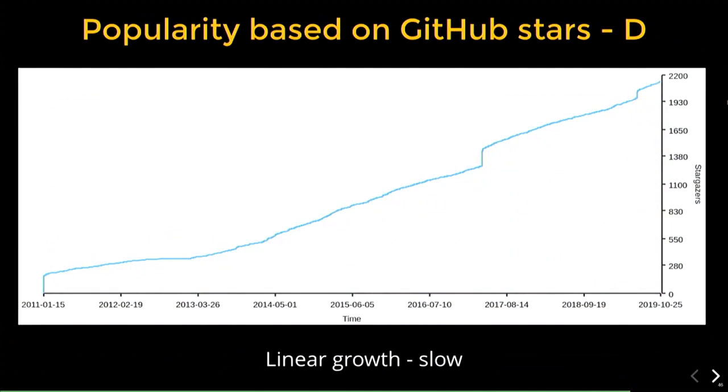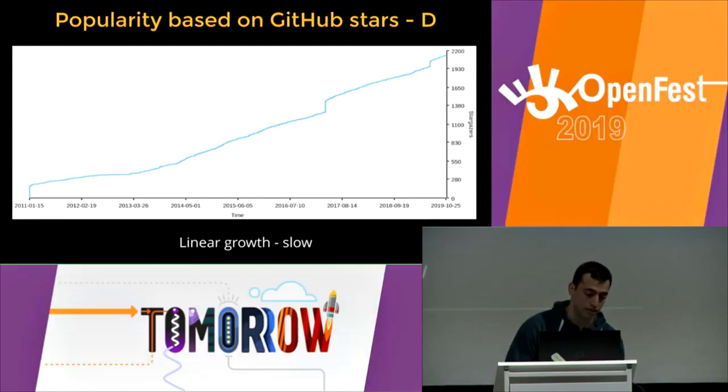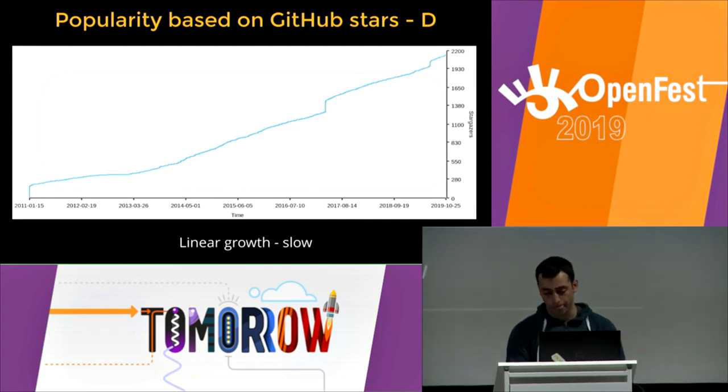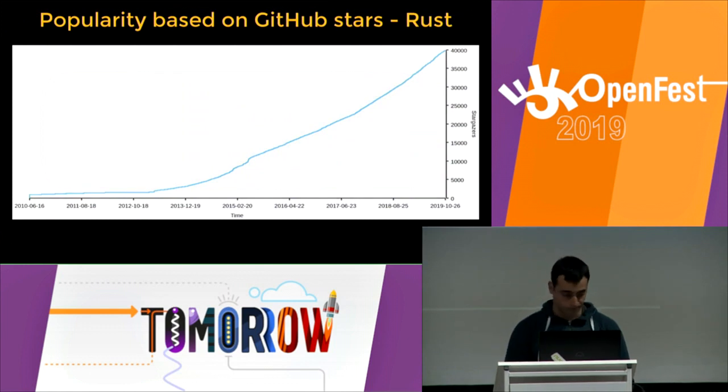A little bit of stats. This is the popularity of D based on GitHub stars. It's not a really good metric, but let's roll with it. It's pretty linear. What, that's 8-9 years of development, 2,000 stars. This is Rust. Since 2010, now it has 40,000 stars. I really wanted to include a section about Rust, but I couldn't because of the time constraints for this talk.